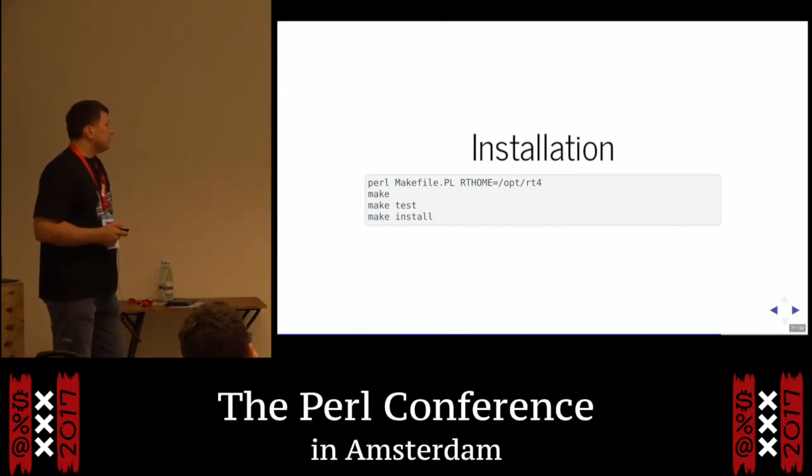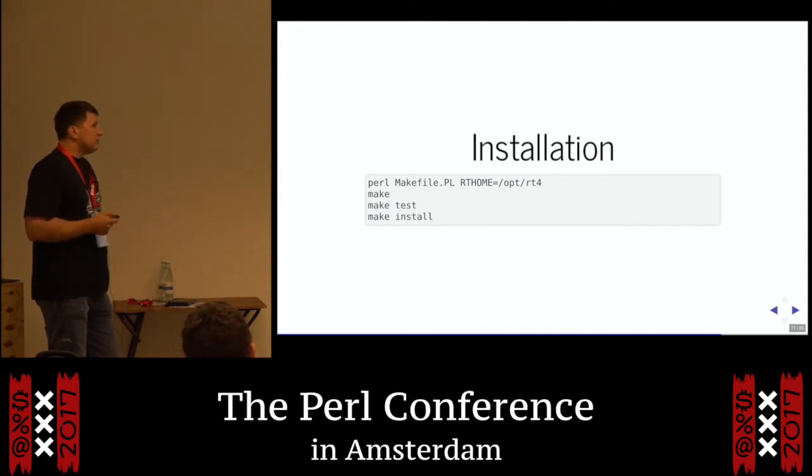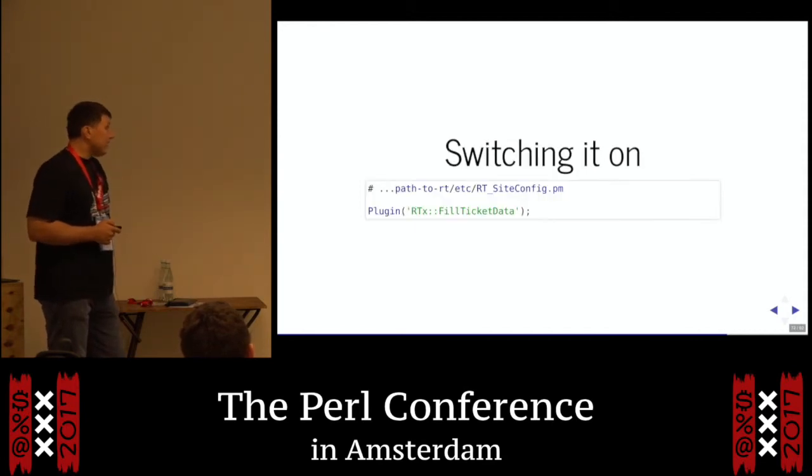Installation is quite simple. You just have to specify the RT_HOME variable because it doesn't know where your RT installation is located. If you don't specify it, it will ask for it during the configuration phase. And after the plugin is installed, we can load it. We should load it in the RT site config file by using the Plugin keyword.